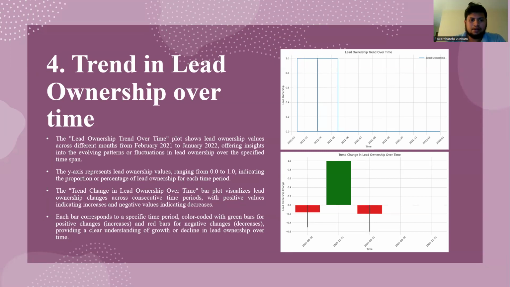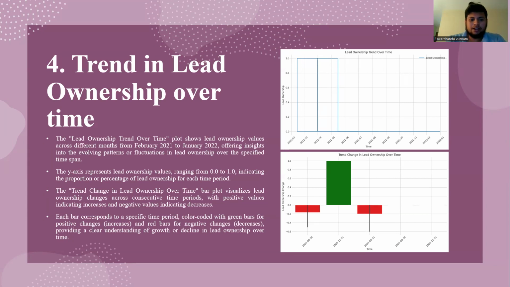Next slide. Trend in lead ownership over time. The lead ownership trend over time plot shows lead ownership values across different months from February 2021 to January 2022, offering insights into the evolving patterns in lead ownership over the specified time span.